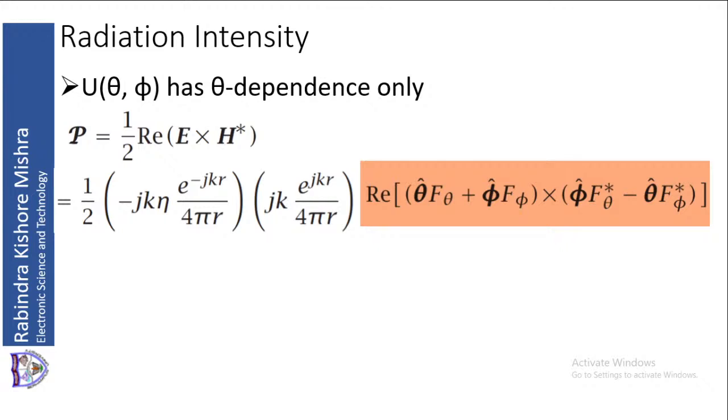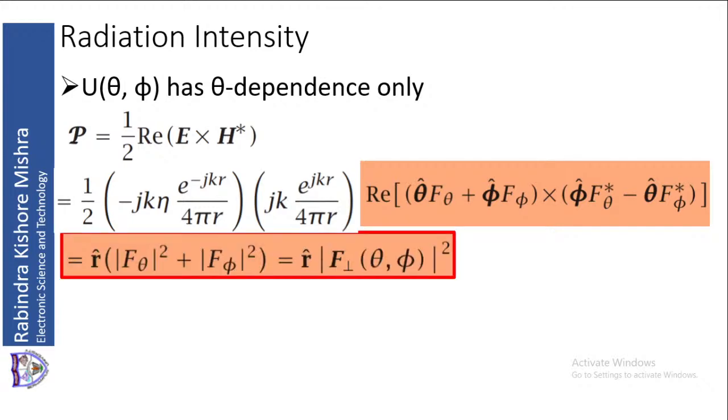Then that into Fz. Similarly, H is equal to jk exponential minus jkr by 4 pi r into Fz. Now the H star will therefore be jk into exponential jkr by 4 pi r. So use those values. For F, we have Fz has two components, F theta and F phi. So E will be theta cap F theta plus phi cap F phi. Then H star will be phi cap F theta star minus theta cap F phi star. So just multiply that part.